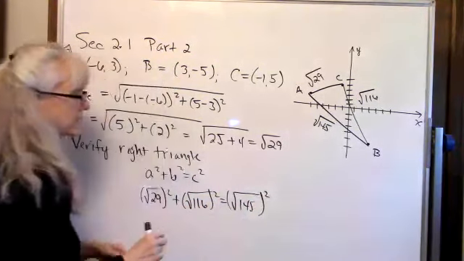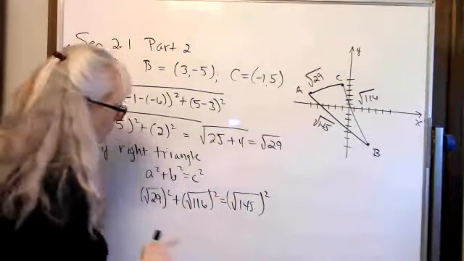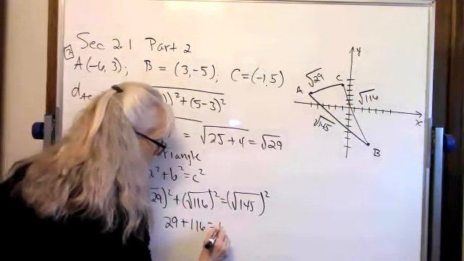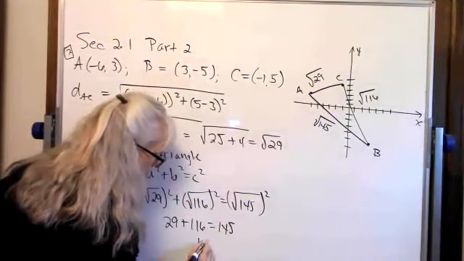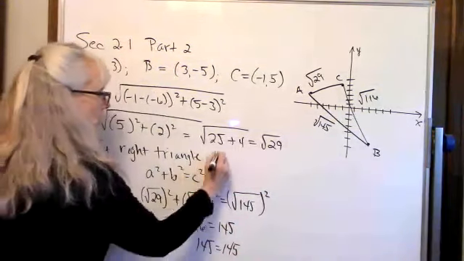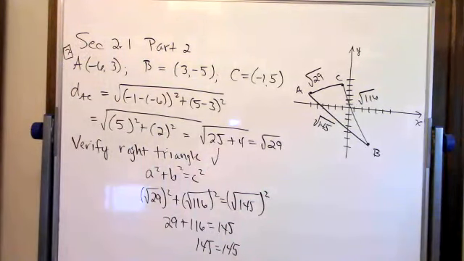And now you can see why I didn't bother really to simplify those radicals, because I knew I was going to get rid of the radical. So this gives me 29 plus 116 is equal to 145. And sure enough, that is true. So yes, indeed, it is a right triangle. Now we have proof that it's a right triangle. So that was part A of the problem.